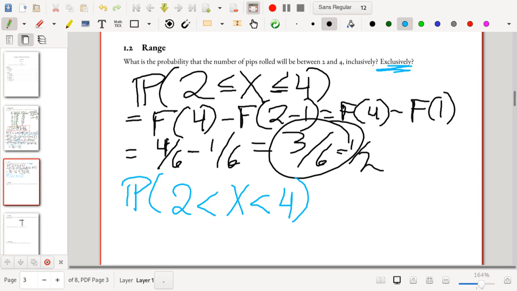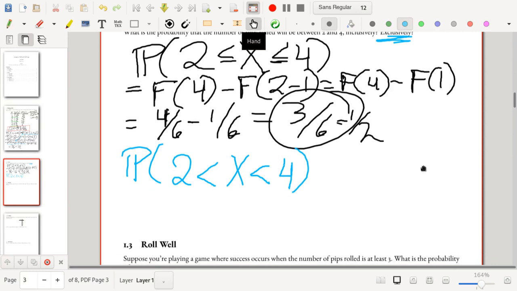It turns out that for continuous random variables, whether you're talking about less than or less than or equal to actually doesn't matter, because the probability of being on the boundary is 0. But when you're talking about discrete random variables, the boundaries do matter. So it does matter that we're switching from less than or equal to less than.